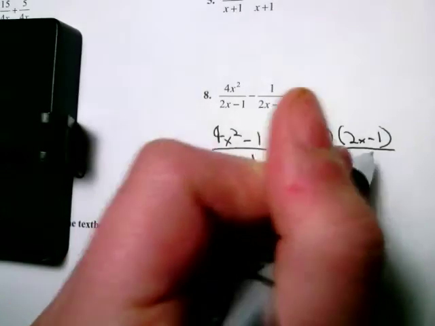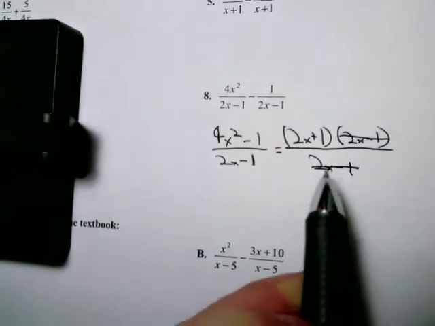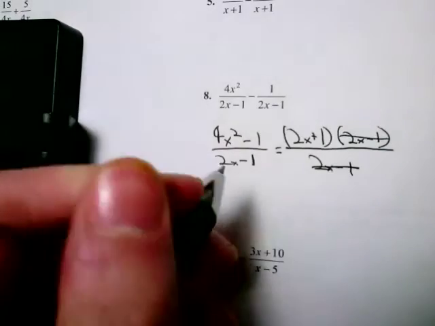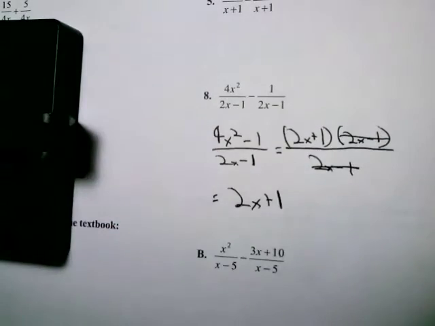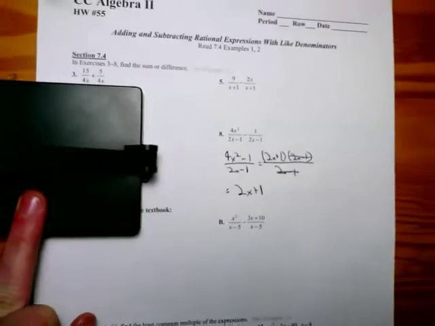And then just cross these out because these two factors are there and they cancel each other out. And then the actual difference is 2x plus 1. Okay, let me zoom out.